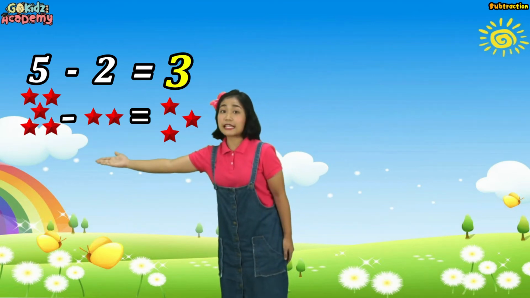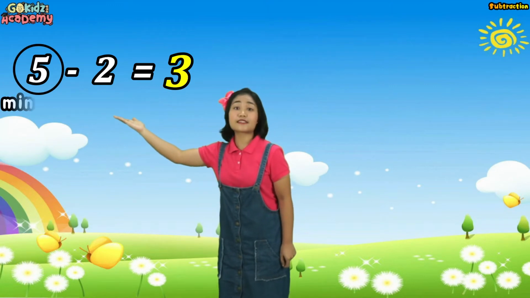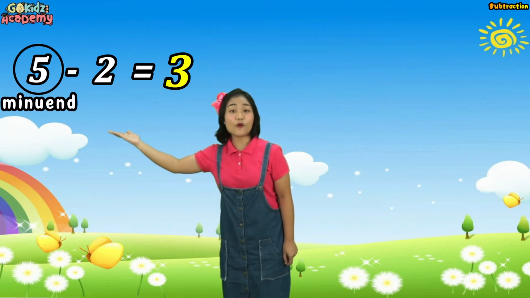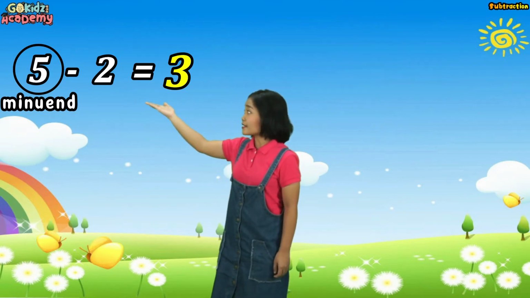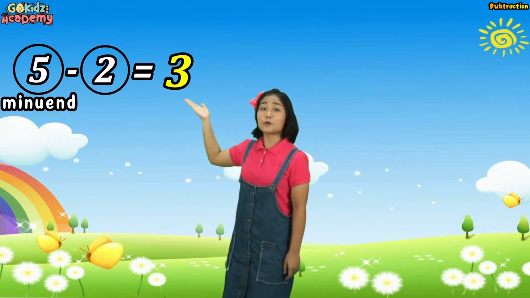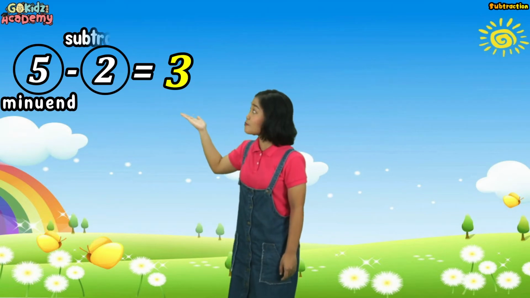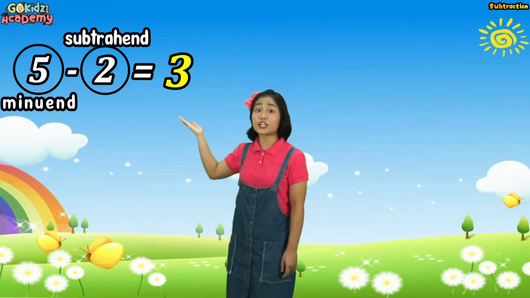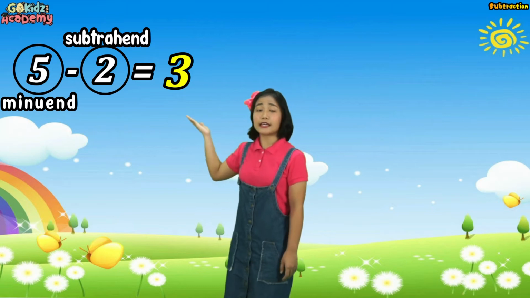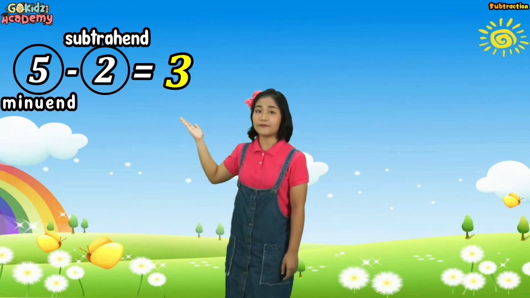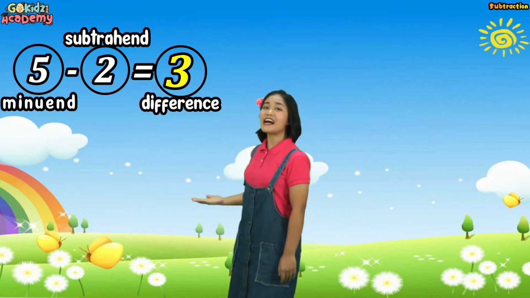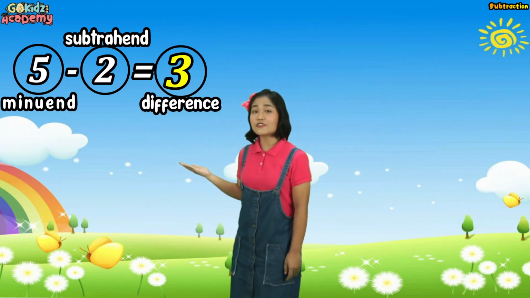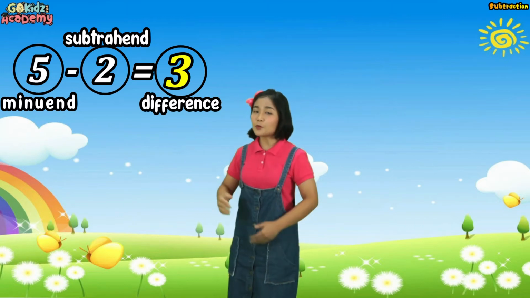So if you can see, the number 5 is the minuend. Minuend is the first number in subtraction. And then the minus sign, and then the number 2. The number 2 is the subtrahend in subtraction. It is the number that needs to be subtracted. And after the equal sign, we call it the difference. The difference is the result of the subtraction problem.